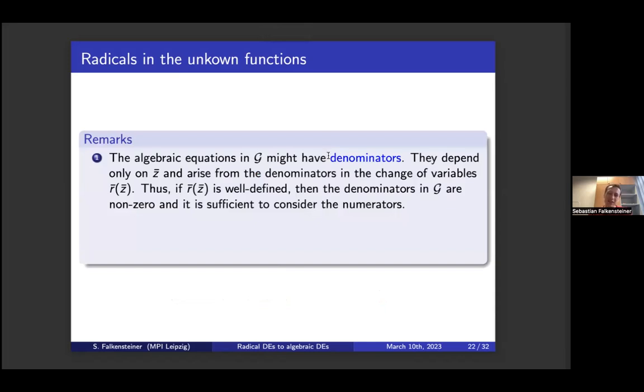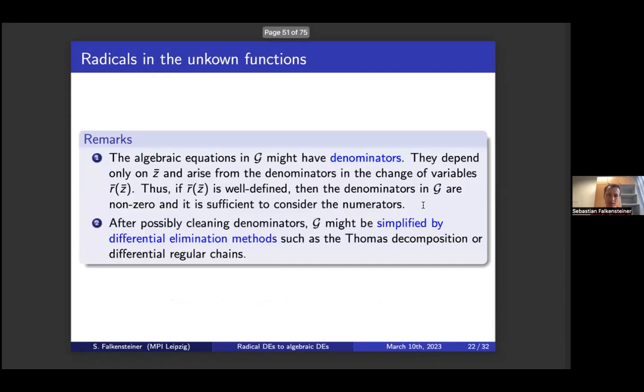There is additionally, let's say, a problem with denominators. We want to just consider the numerators, and therefore we have to ensure that the denominators are non-zero. But in most cases, or for most solutions, this won't happen. And so we can clear denominators and just consider the numerators. Then for this system, capital G, we can use some simplifications, such as the Thomas decomposition or regular chains or something like this.